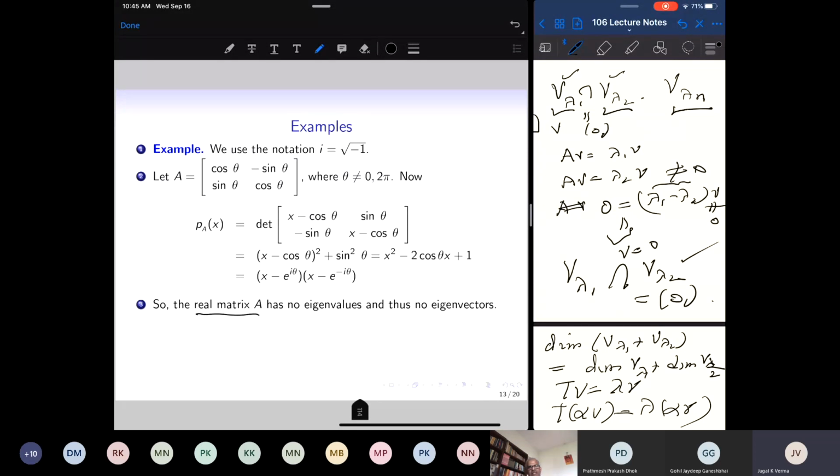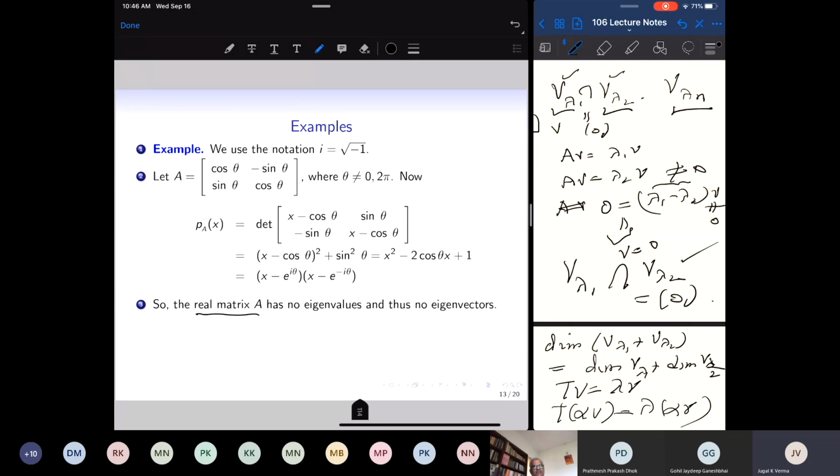Because what it is doing is rotating vectors by theta. So no line is mapped to itself. Each line is being rotated by theta, so the direction of the original line is changing. The image of a line is another line, and the angle between these two lines is theta. So there is no one-dimensional space that is mapped to itself.